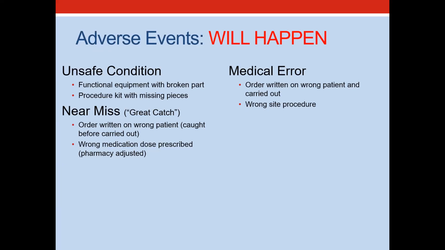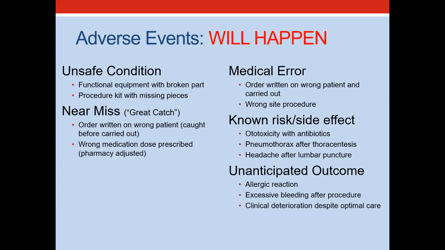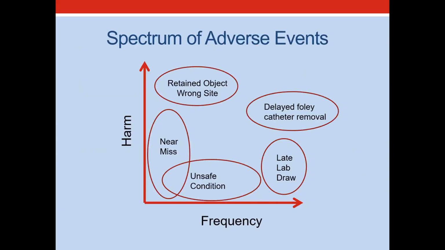But we do know that they happen, such as wrong site procedures, and again, an order that was ordered on a wrong patient but carried out. So sometimes we can anticipate these, but sometimes we can't. We don't know that someone has an allergy until the first time it happens. We don't know that a surgery might result in more bleeding in one person than another.